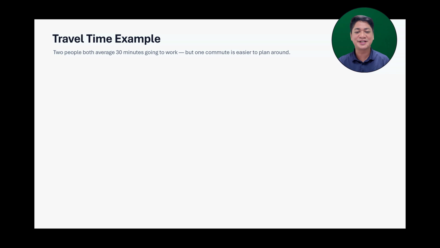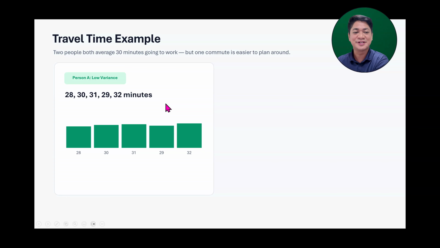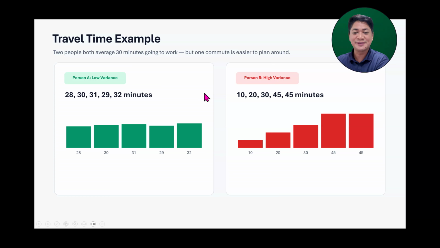So let's have another scenario. Let's say we're talking about travel time. We have two people, both with an average of 30 minutes going to work. They arrive at work at the same average per week, but one commuter is easier to plan around. For the first person, his daily commute is 28, 30, 31, 29, and 32 minutes, while the other person's commute is 10, 20, 30, 45, and 45. Let's say that's Monday to Friday.